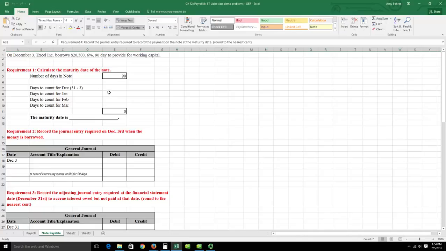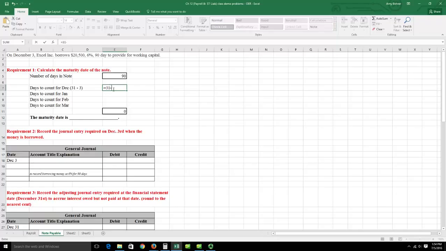But we have to calculate the maturity date of the note just like we did with notes receivable so that we know when the note matures, when are we going to owe this money back. And so you do just like you did with the notes receivable. You look at the month that the note was signed, you subtract the note date from the number of days there are in that month, which December has 31 days. We signed it on December 3rd. So we're going to take 31 days and we're going to subtract out 3 because the note was signed on December 3rd. And we're going to count 28 days for December.